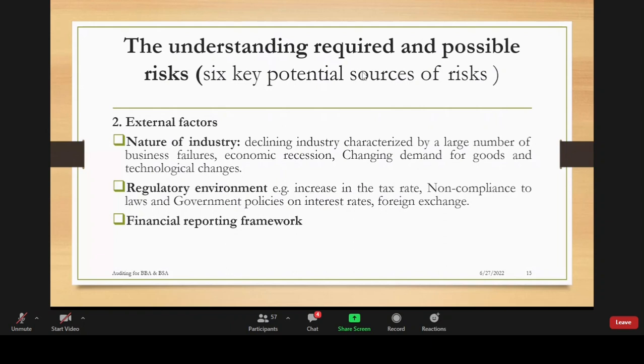The financial reporting framework, where you have options or choices to make in application of an accounting standard, there's a lot of exposure because people will try to manipulate application of these accounting standards. Okay, so the first one is the nature of the business, then the external factors like nature of the industry, regulatory environment, and the financial reporting framework.